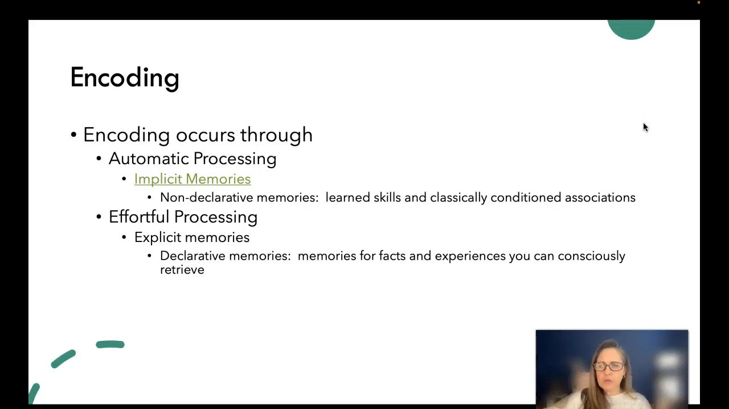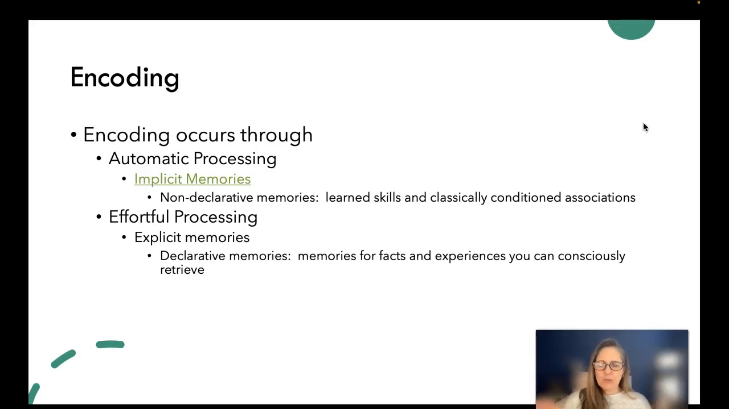And these include your memories for facts and experiences that you can consciously retrieve, that you can consciously pull back into working memory so that you can think about them. So when you're studying, you are making explicit memories. And unfortunately, when we study, it's not a matter of automatic processing. We have to use effortful processing.